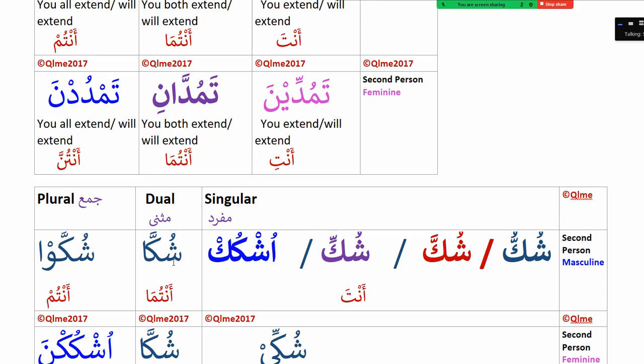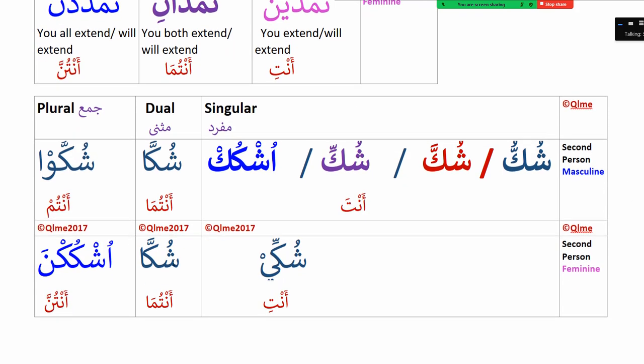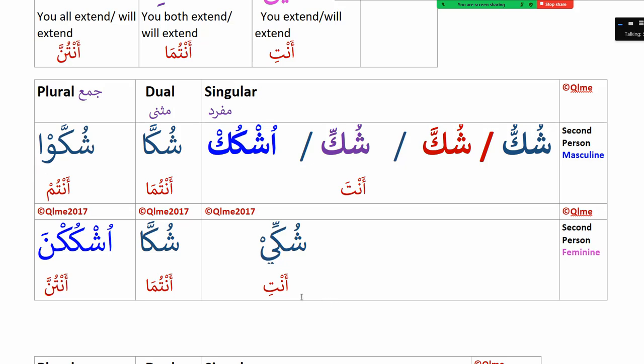And the dual would be shukka, only one. And the plural, antum, is shukku. Anti is shukki. Antuma, shukka. Antunna, ushkukna.